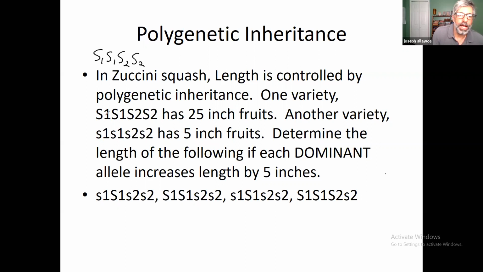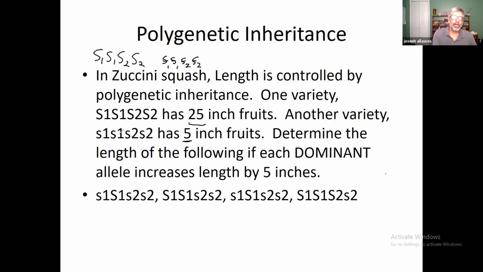So one variety, which is big S1, big S1, big S2, big S2, tells you that variety is homozygous dominant. It has 25-inch fruits. And then we have another variety that's recessive. And we'll talk about what the ones and the twos represent in a bit. This individual that's homozygous recessive has 5-inch fruits.